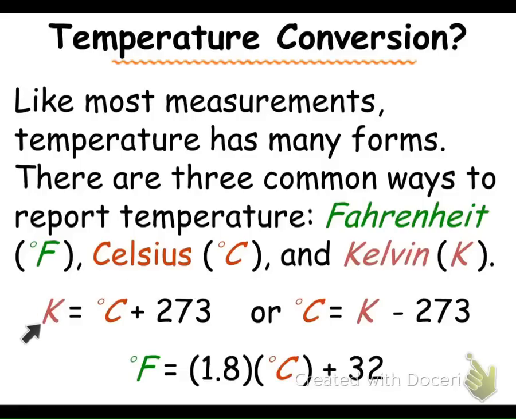If I'm trying to get from Celsius to Kelvin, I add 273. If I'm trying to get to Celsius from Kelvin, I subtract 273. So that's pretty simple, and you do need to remember that. The Fahrenheit one we will give you. You do not need to memorize that one, but you do need to know how to use it.